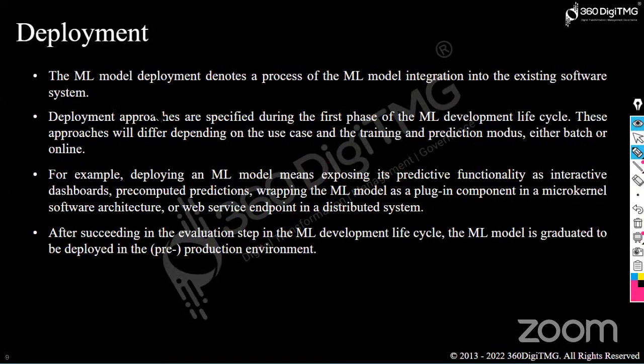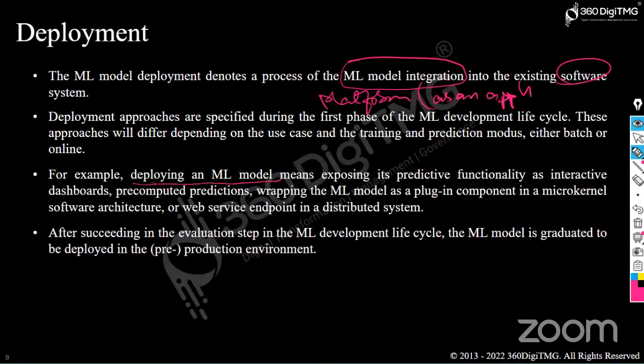Now the deployment. Once you are done with selecting the model and evaluating, the ML model needs to be integrated with a software system and deployed on a particular platform as an application. For example, when you deploy a model, your predictive functionality will interact with the dashboard, and it will have a microkernel software architecture or a web-based endpoint in a distributed system.